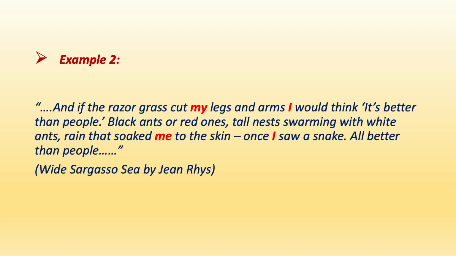Now let's take an example from outside your anthology, that is Wide Sargasso Sea by Jean Rhys. This is Antoinette's point of view. And if the razor grass cut my legs and arms, I would think it is better than people. Black ants or red ones, tall nests swarming with white ants, rain that soaked me to the skin. Once I saw a snake, oh, better than people. So this is the voice of Antoinette in Jane Eyre.